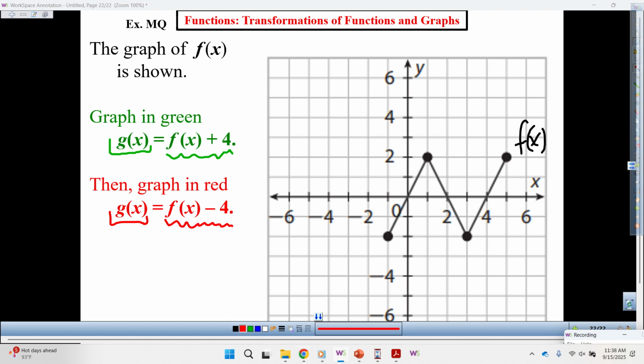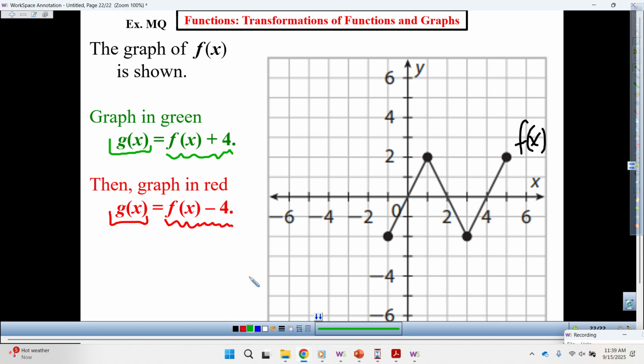All right, you should be just about done. Show your neighbor what you did with the green one and the red one. Everybody showed their neighbor? All right, good.